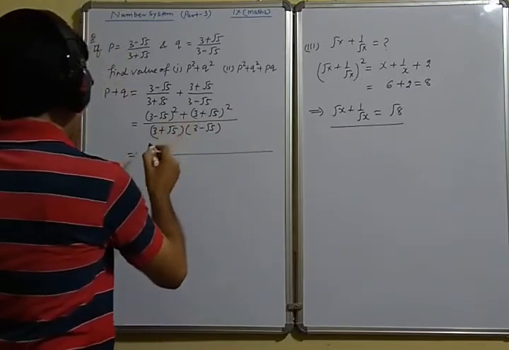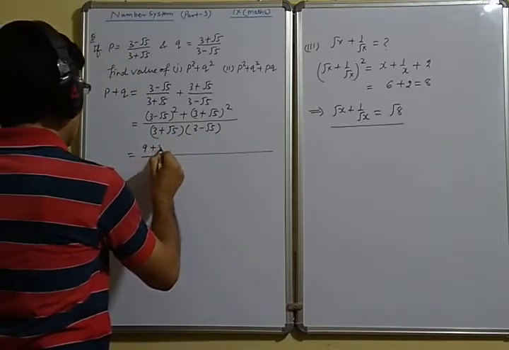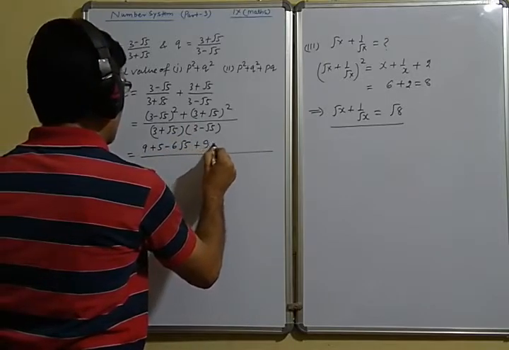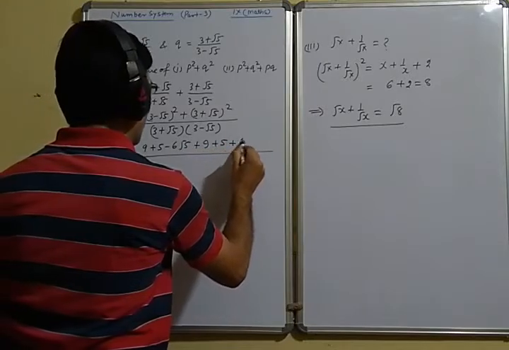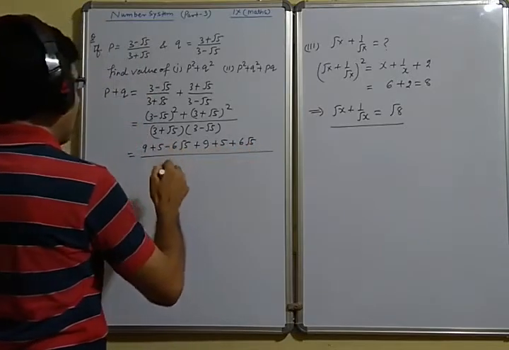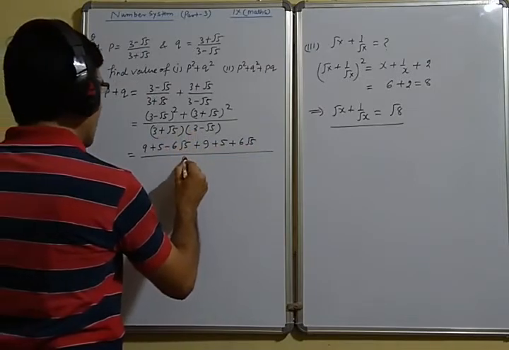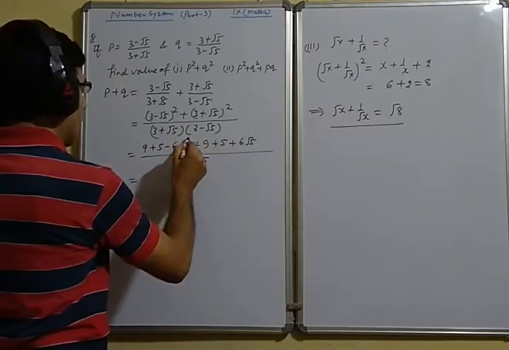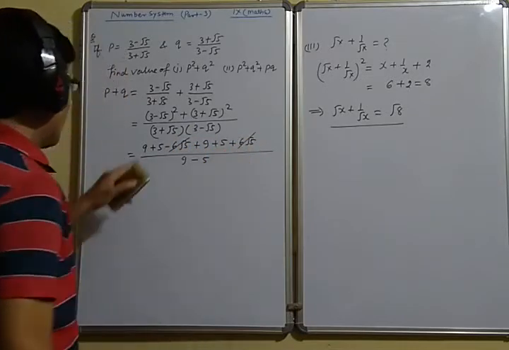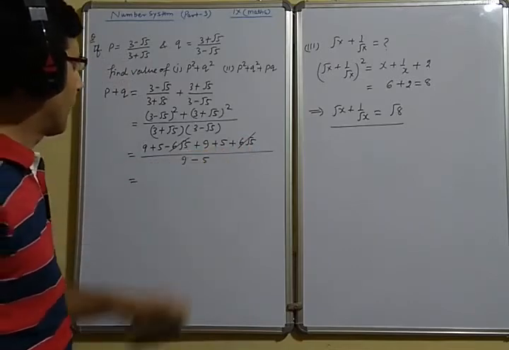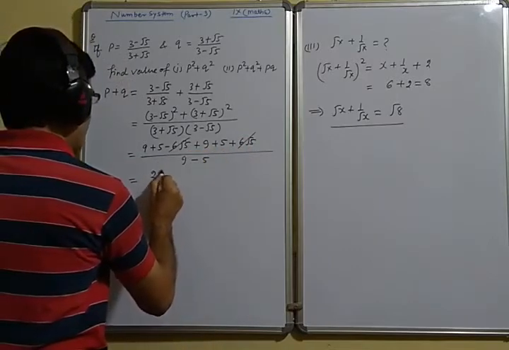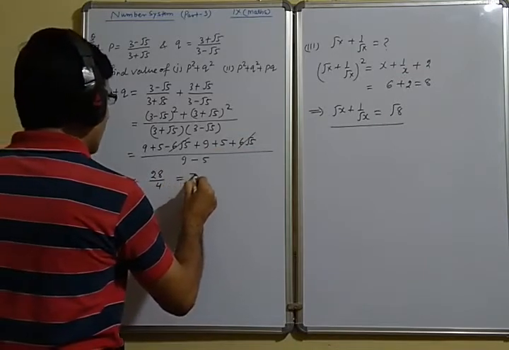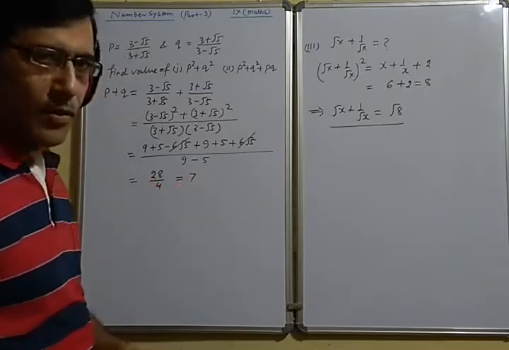So a minus b whole square, that is 9 plus 5 minus 6 root 5, plus 9 plus 5 plus 6 root 5, divided by 3 square minus root 5 square, that is 9 minus 5. So 6 root 5 and 6 root 5 cancel out. 9 plus 5 is 14, 14 plus 14 is 28. 28 divided by 9 minus 5, that is 4. So this is equal to 7. p plus q is equal to 7.